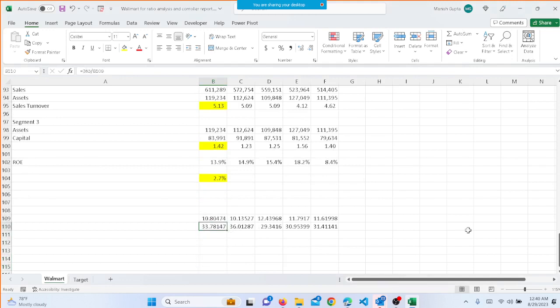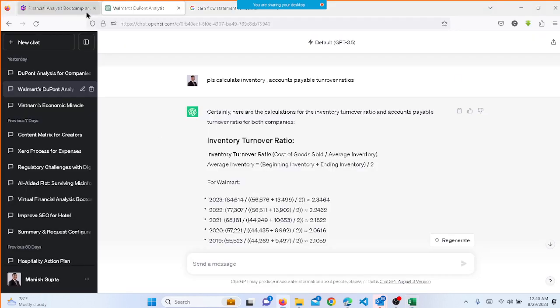So the average holding period for the inventory is about 33 days. So it sells its stock within 30 days, and it's increasing. Right? So it's a concern for the company.